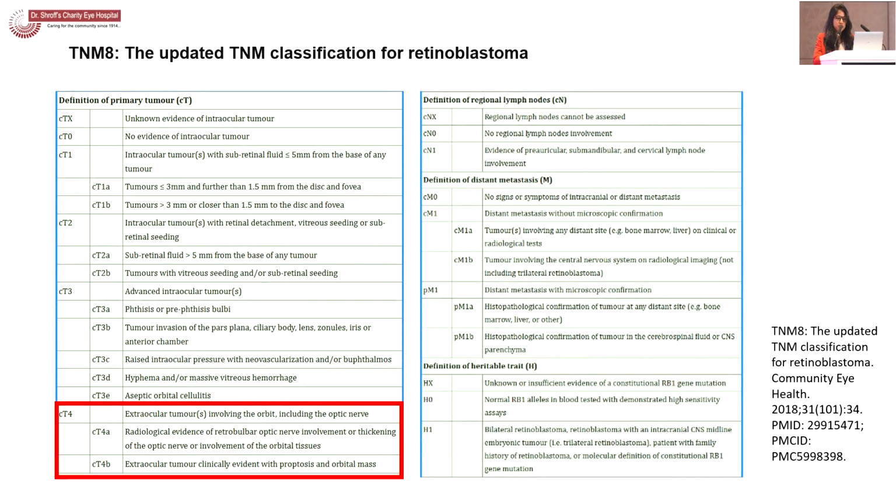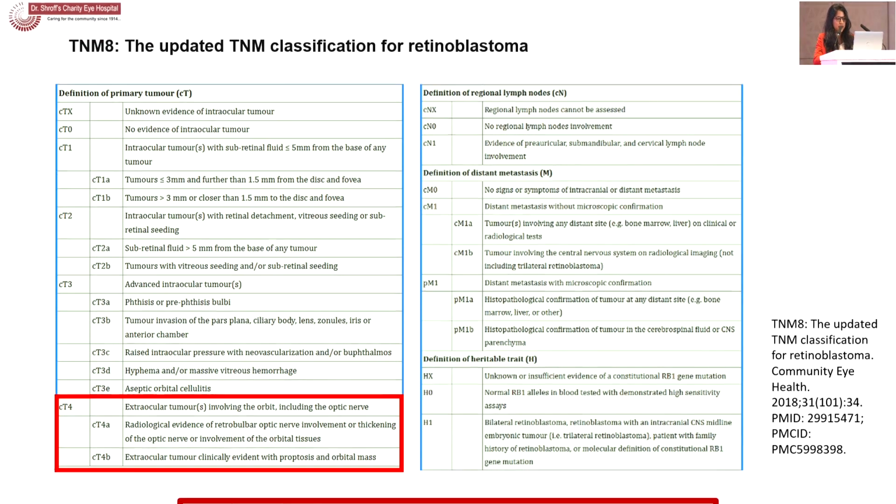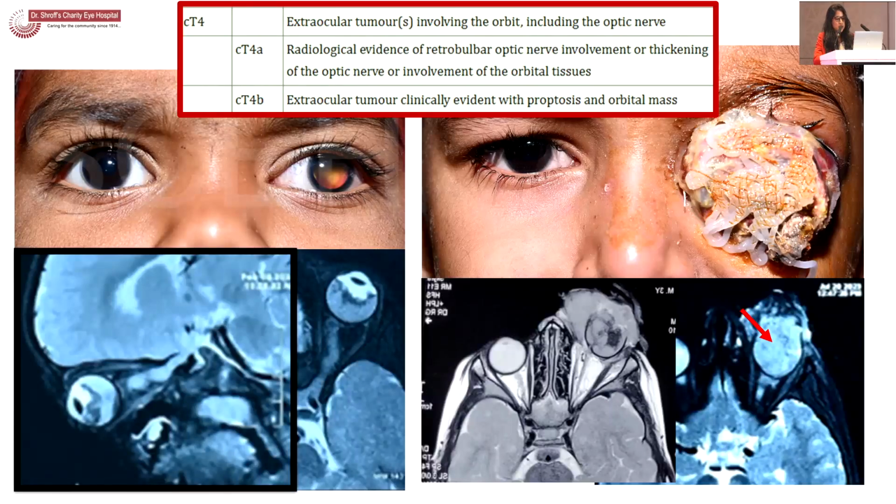A similar fallacy is found in the TNM staging system, where orbital RB falls in the T4A and 4B categories. In clinical practice, however, advanced optic nerve involvement without anterior signs, a category 4A in TNM, shows a much poorer prognosis compared to an anterior fungating mass, which is T4B.